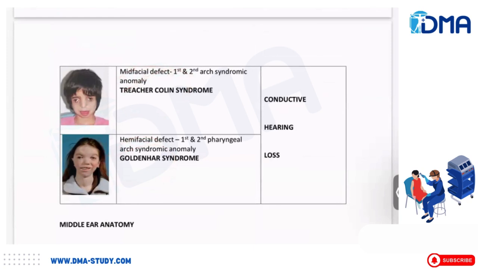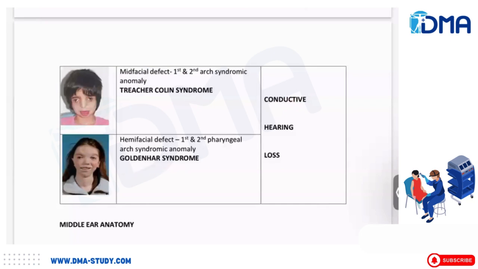You would have heard of a lot of syndromes, like 50, 100. If at all a syndrome has hearing loss, that hearing loss will be sensorineural hearing loss. Only two syndromes will have conductive hearing loss. Those syndromes are these two: Treacher-Collins syndrome and Goldenhar syndrome.